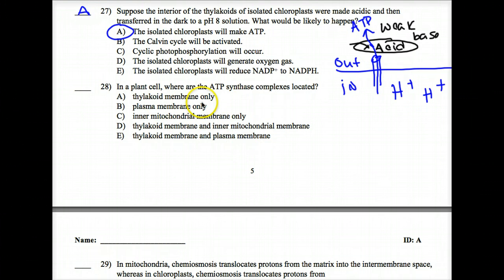In a plant cell, where are the ATP synthase complexes located? It's the thylakoid membrane, true. I don't know about this only part. The plasma membrane, no, that's false. The inner mitochondrial membrane, that's true, but I don't know about that only. So if I'm a plant cell, I have chloroplasts, they have ATP synthase. I also have mitochondria, they also have ATP synthase. So I need to go ahead and do the thylakoid membrane and the inner mitochondrial membrane. So my answer is D.